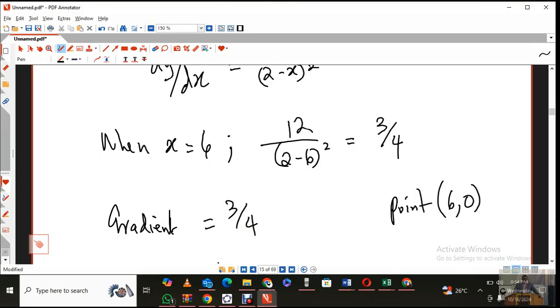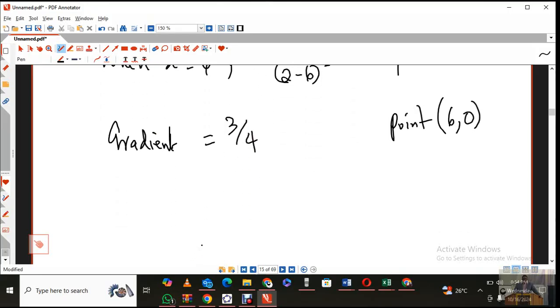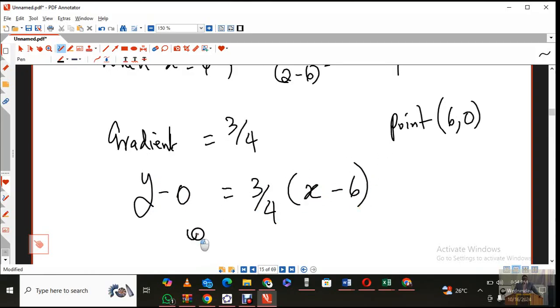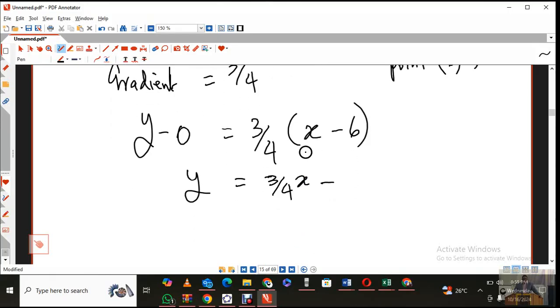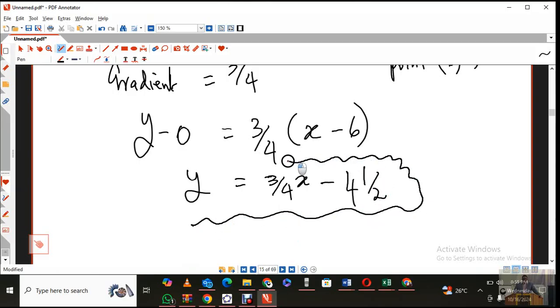So we can now find the equation of the tangent using our formula. y minus 0 equals the gradient 3 over 4 times x minus 6. This is just going to be y equals 3 over 4 x, and now here you have 3 over 4 times negative 6, so that's minus 18 over 4. That's minus 18 over 4, minus 9 over 2, minus 4.5. So that's the equation of the tangent that we were looking for.